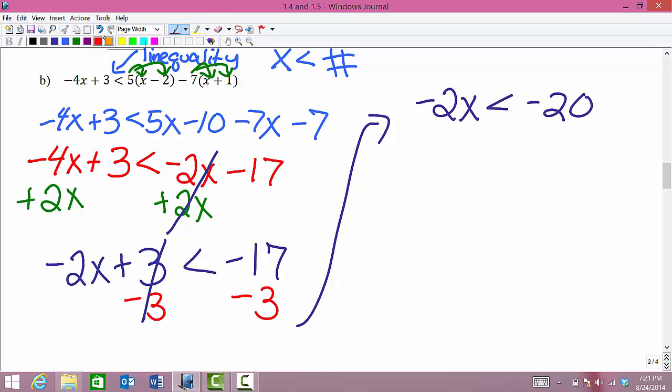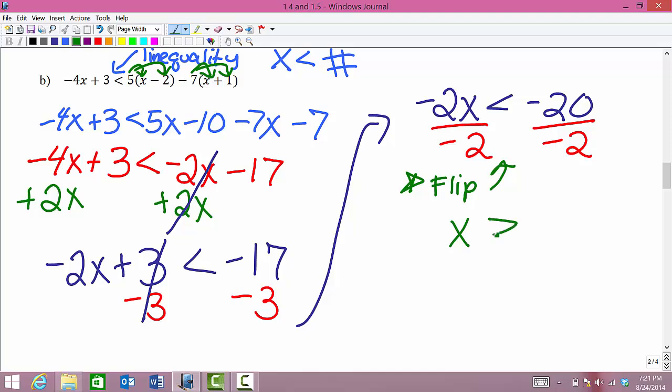The last thing we want to do is divide by -2. Now remember that when I divide by a negative number, our inequality symbol has to flip. So we have x is greater than a negative divided by a negative is a positive. So we have +10. This is our inequality. We want to go all the way to interval notation.